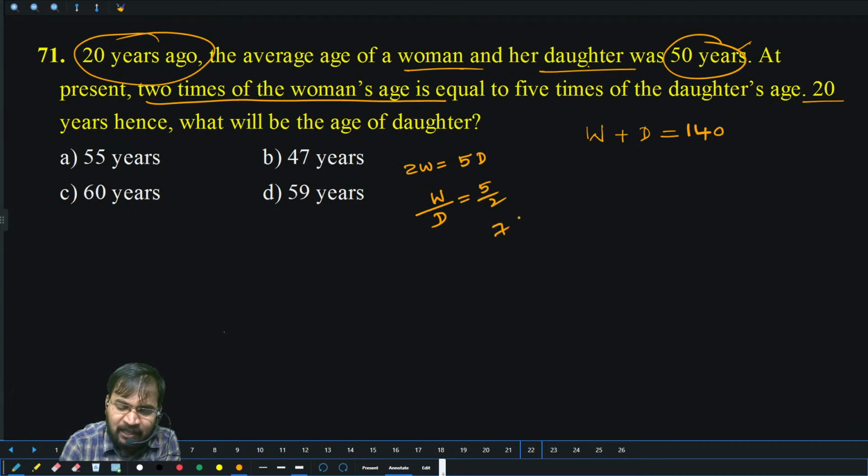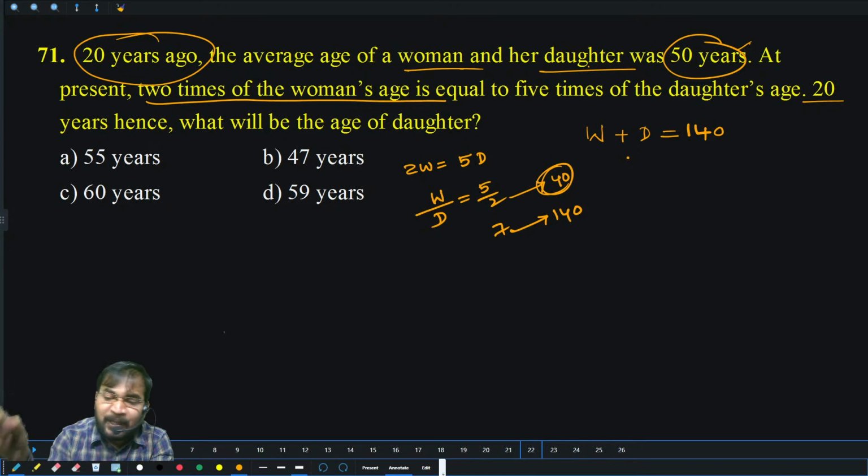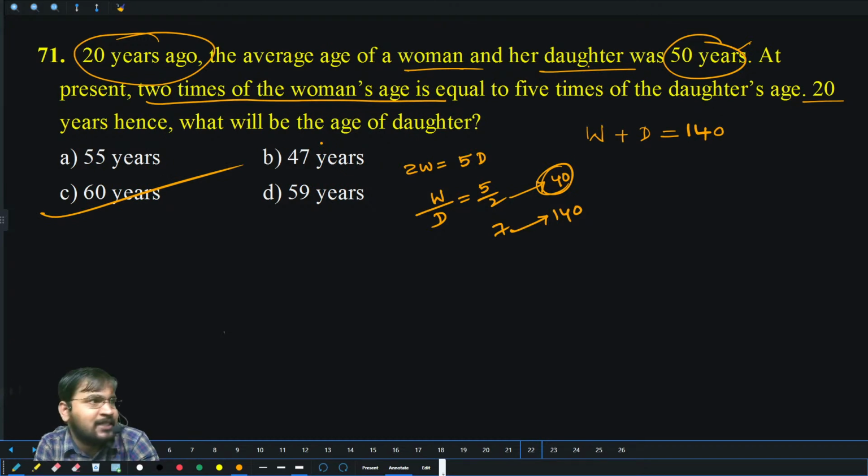5/2. So how many parts? 7 parts is how much? 140. Then 2 parts is how much, amma? 40. This 40 will be what, amma? Daughter's present age. Daughter's present age is 40, but they are asking 20 years hence. 20 years hence is nothing but 60. Your answer will be 60.